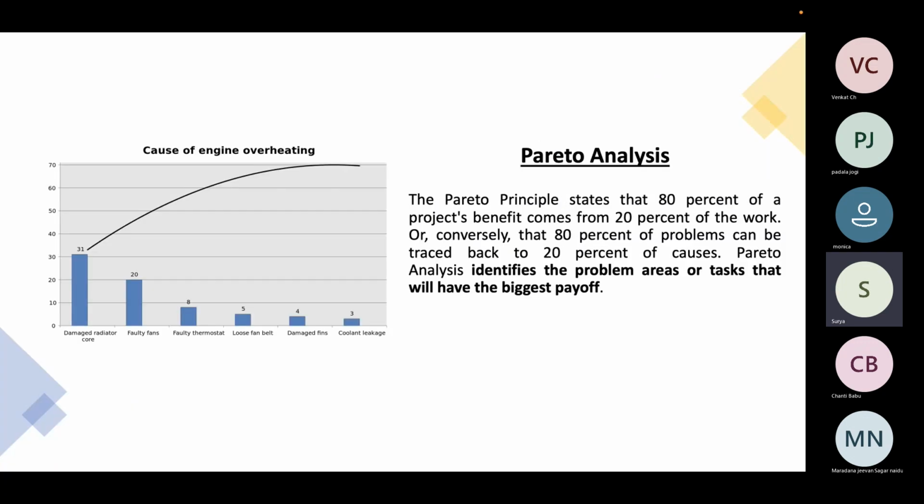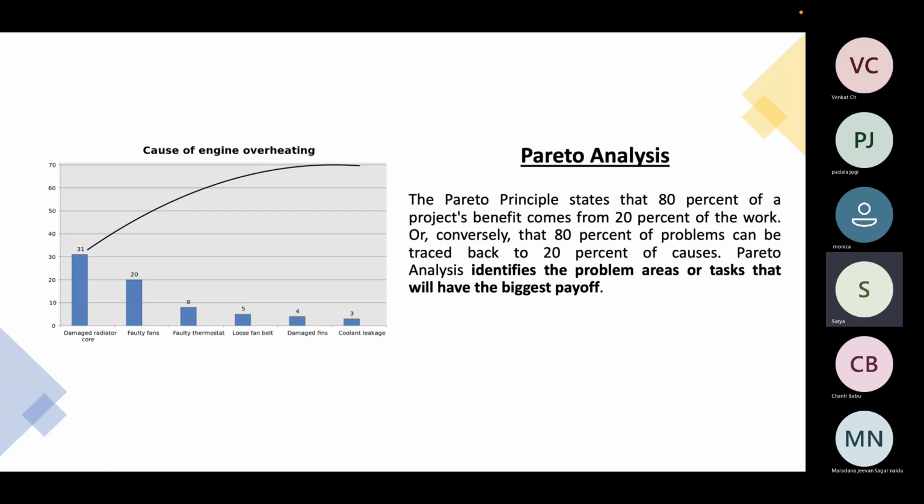And this is the Pareto analysis, a kind of cause and effect method again. So we believe 80% of the problems will be caused by 20% of the issues. Like if you see, the damaged radiator core is causing plenty of issues here, 31 incidents, and only coolant leakage caused 3 outages.